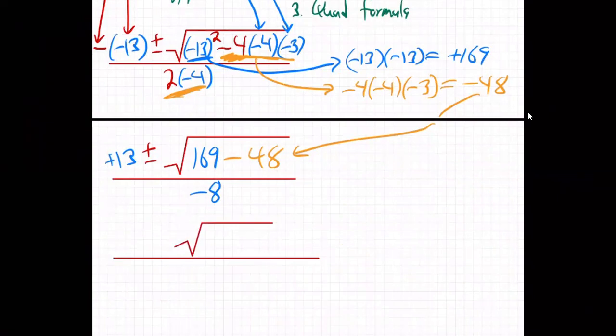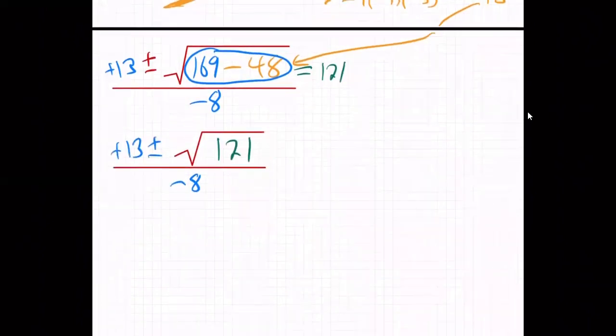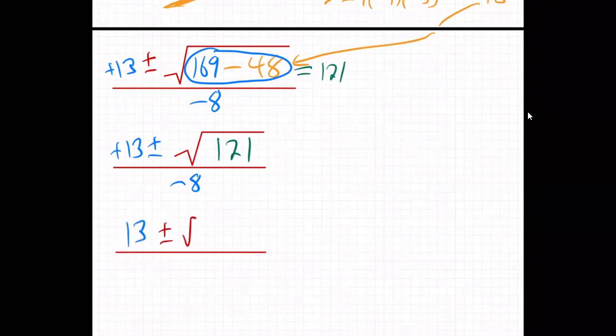So now, plus 13, plus or minus. The bottom is minus 8. Now we've got to work out the inside. So what is this right here on your calculator? Well, use your old calculator. It'll tell you it's 121. So that becomes 121 in there when you subtract those. All right, we're getting close, so close. And then let's do this right now.